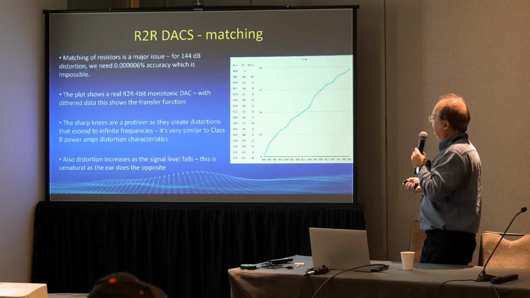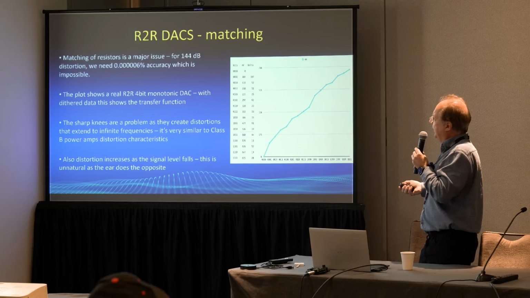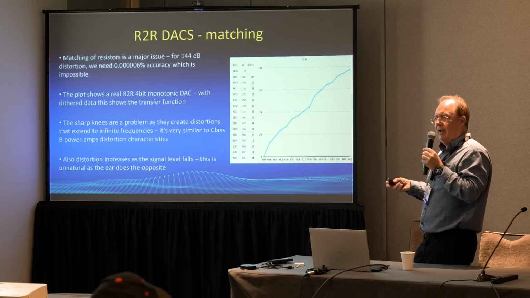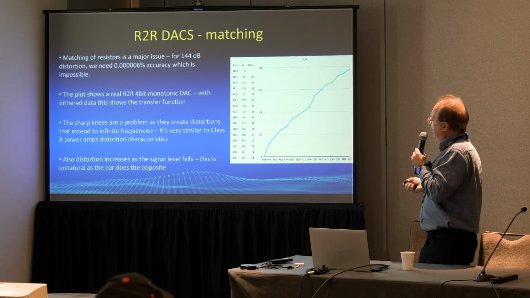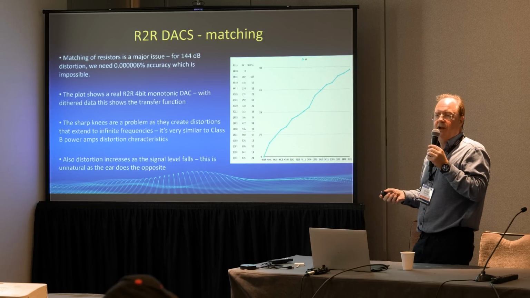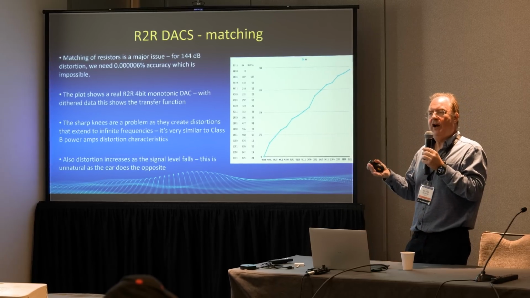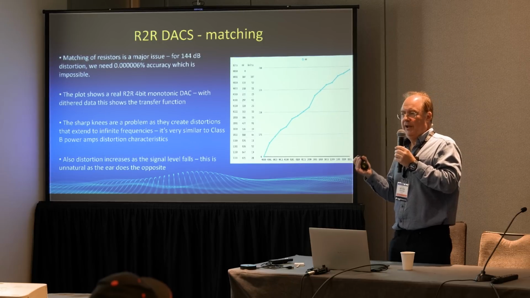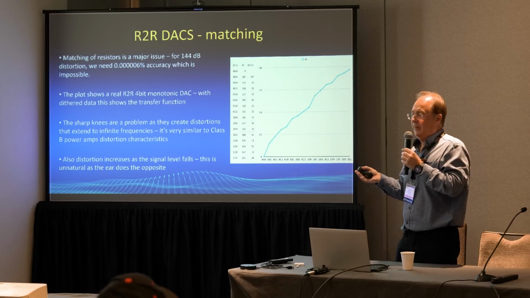The problem you've got is that the transfer function, that means the relationship between the input and the output, has these knee points here. Now this transfer function actually works when you're using a dithered signal on an R2R DAC. These knees, if you do a differential of the transfer function, you'll find that the differential goes to infinity because it's a very, very sharp change. That sharp change creates high-frequency distortion. In fact, the distortion will go up to infinite frequencies.